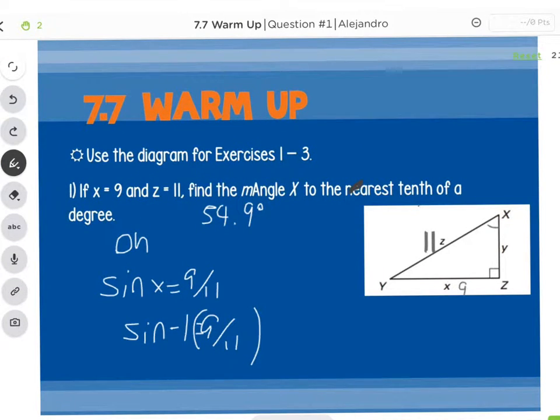Okay, I just pulled in, so I grabbed a couple of them from your work. So this says if x is 9 and z is 11, find the measure of the angle.